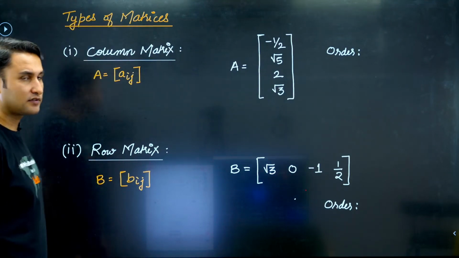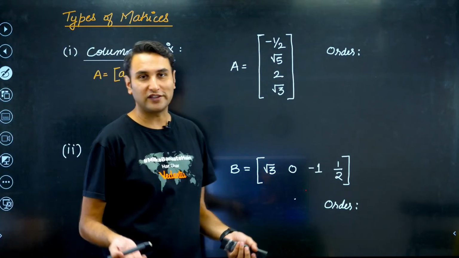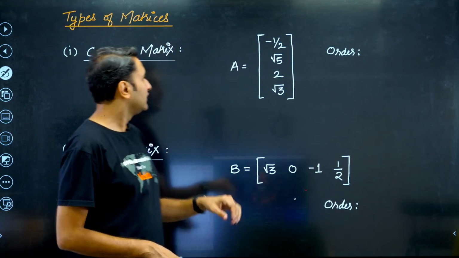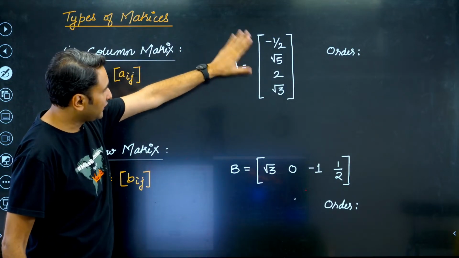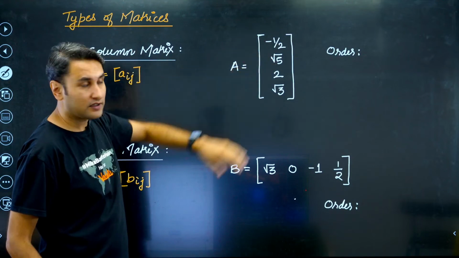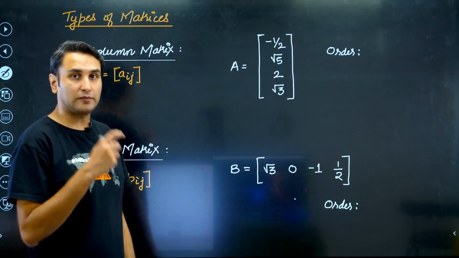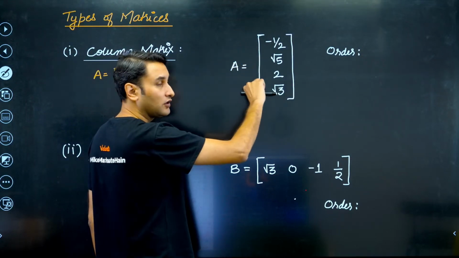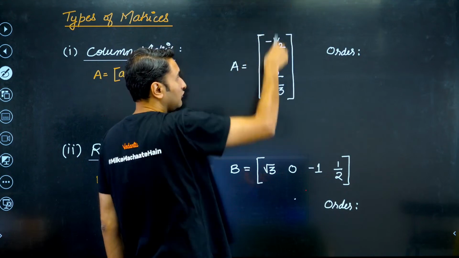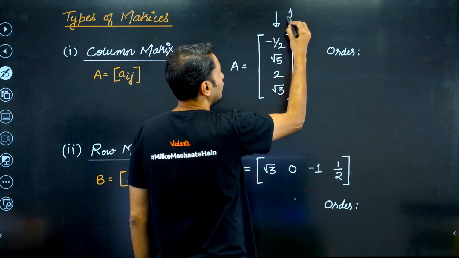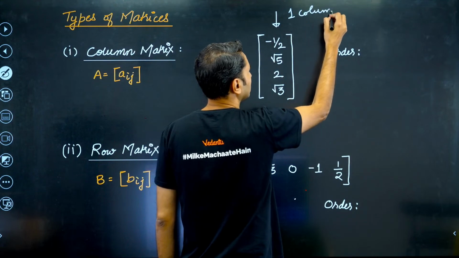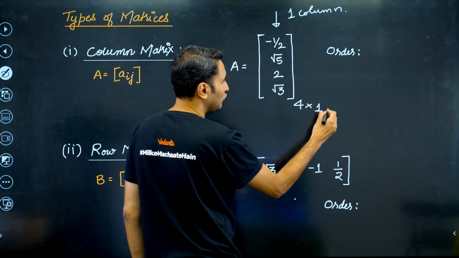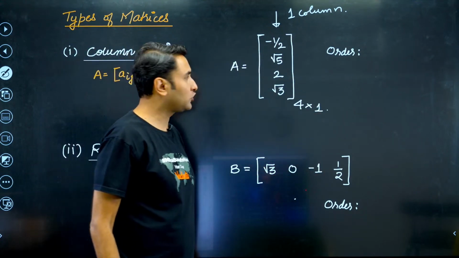What is a column matrix? Simple, a matrix in which there is just one column. Only one column, right? So this is the matrix where only one column is there. Can you tell me the order of this? How many rows are there? Row 1, 2, 3, 4. 4 are the rows, 1 is the column. So the order is 4 into 1.